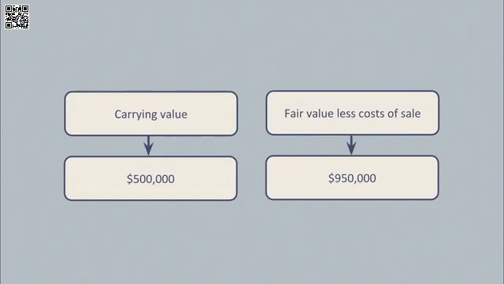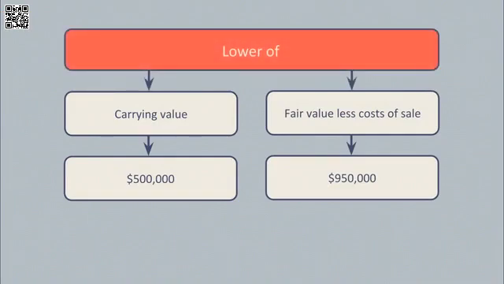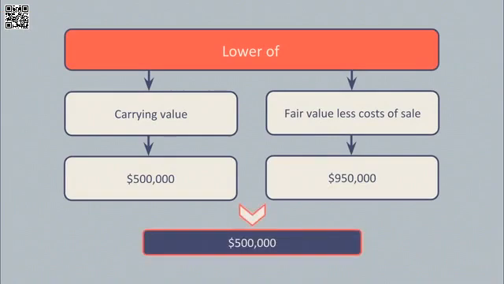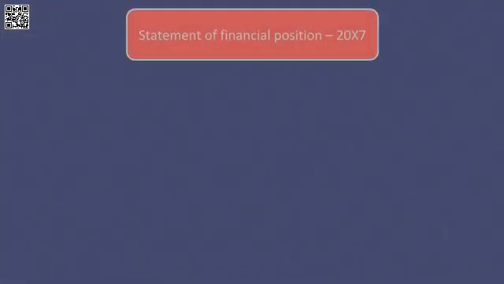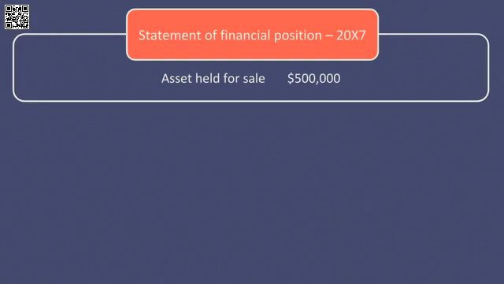The warehouse is an asset that is held for sale and must comply with IFRS 5 valuation. This valuation is the lower of the carrying amount and the fair value less cost of sale. The carrying amount is $500,000. The fair value less cost of sale is $950,000, so the warehouse is valued at $500,000 in the financial statements. The statement of financial position at the end of X7 shows assets held for sale $500,000. The warehouse must be presented separately in the financial statements as an asset held for sale.